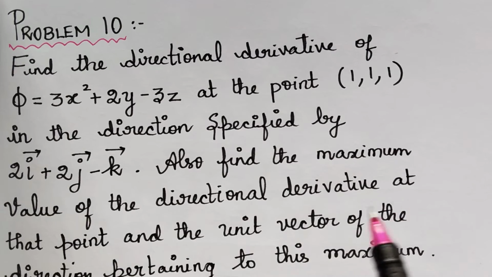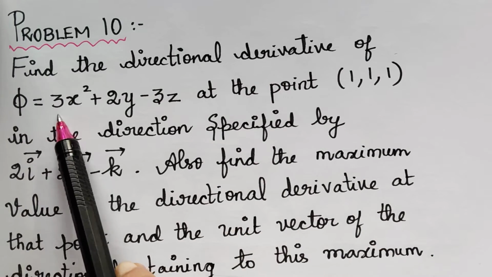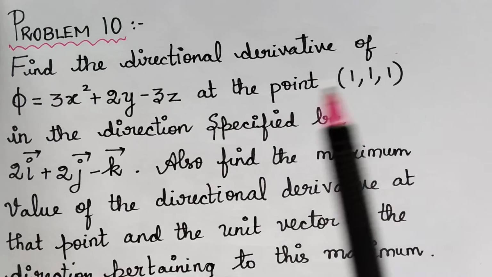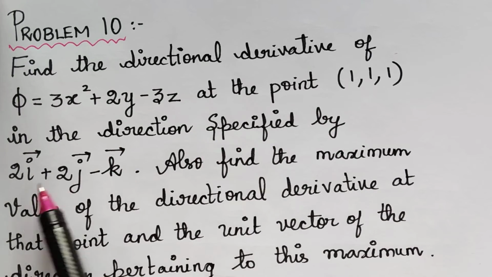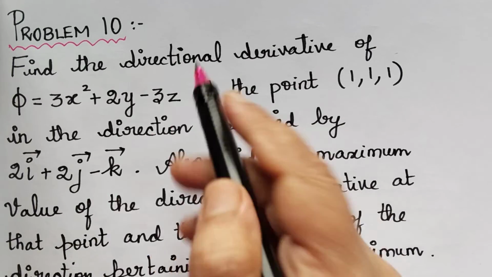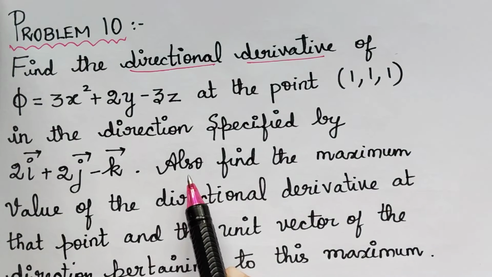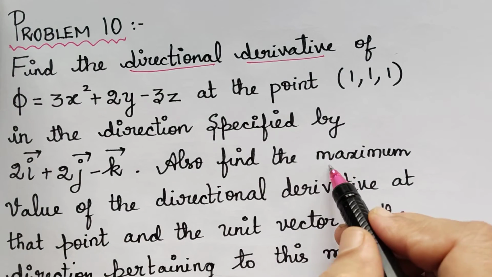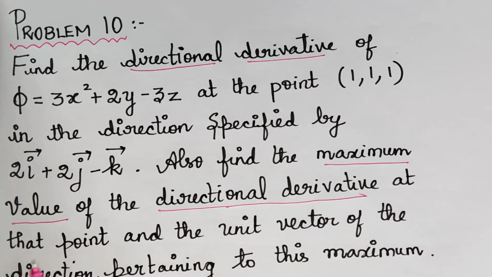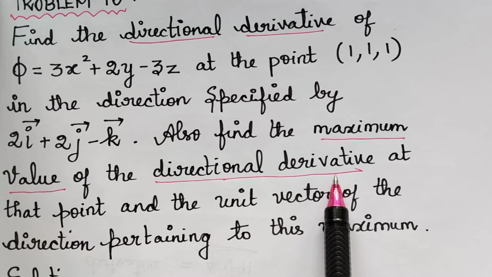So here we have problem 10. The question is, find the directional derivative of phi equal to 3x squared plus 2y minus 3z at the point (1, 1, 1) in the direction specified by 2i vector plus 2j vector minus k vector. So the first question is, we have to find the directional derivative. And the second question is, also find the maximum value of the directional derivative at that point.